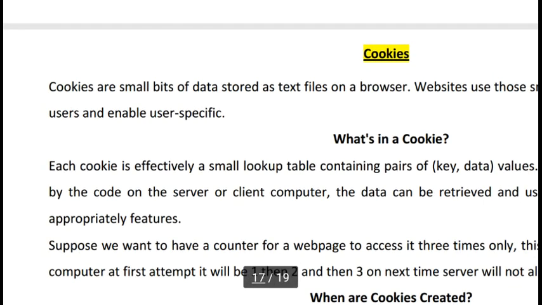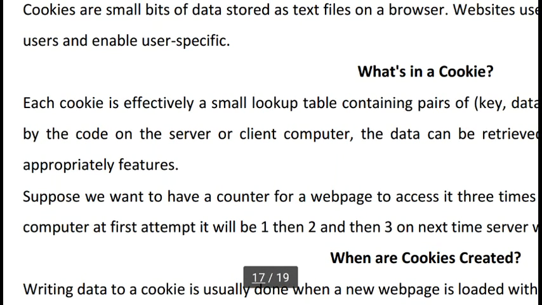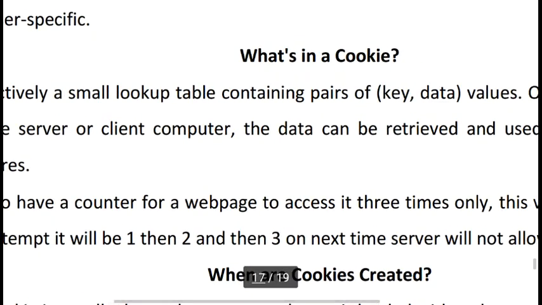So what is a cookie? Each cookie is effectively a small lookup table containing pairs of key and data values. Okay, this is a key. Our key is username, our key is password, this kind of title, and the values are the actual username and actual password. This is called data.